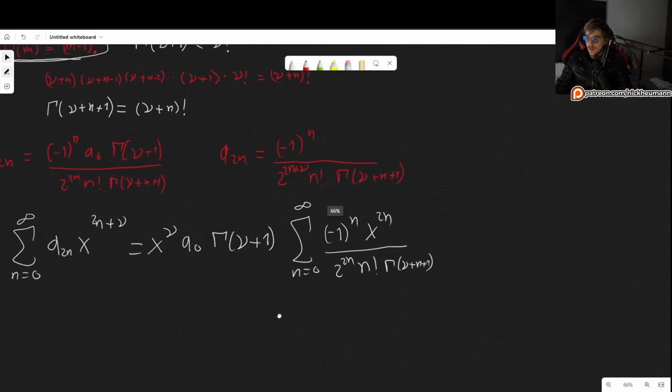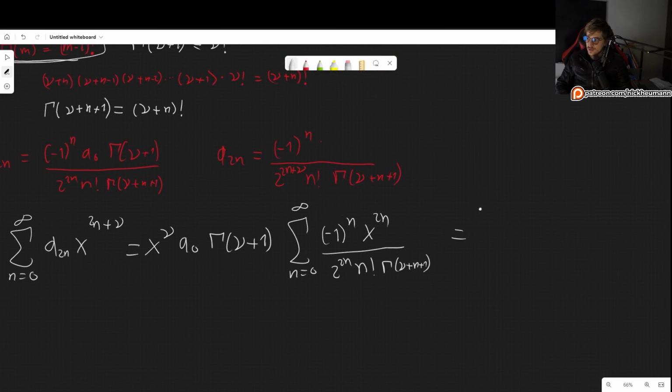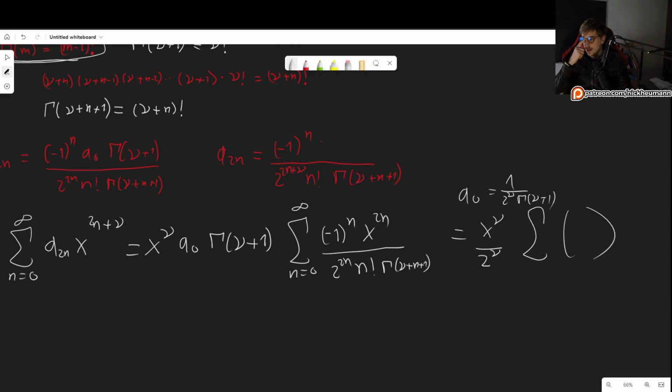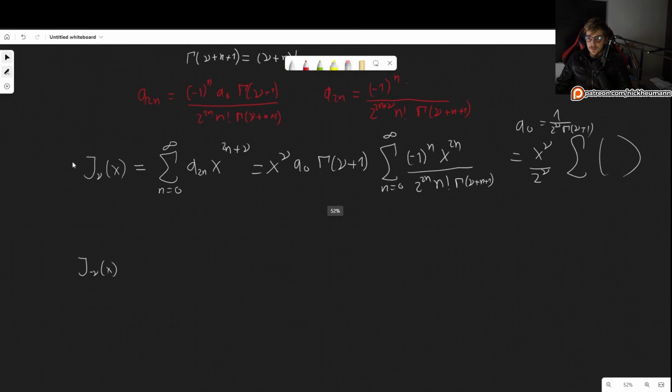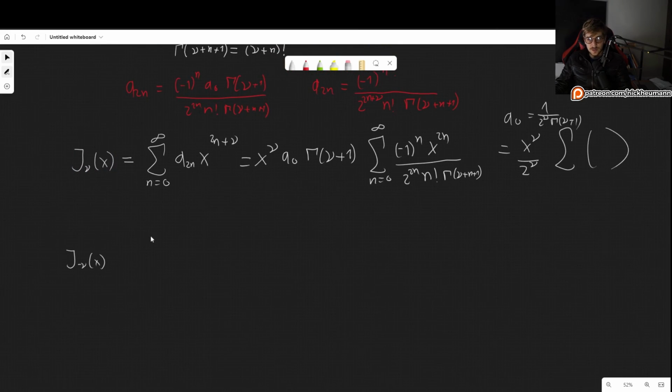And this is the same just in case you use a0 as 1 over 2 to the nu gamma of nu plus 1. This is the same, right? The only thing that changes is this: you get x to the nu divided by 2 to the nu, and that's it. Everything else is the same, so the sum of the exact same thing. So that is the result for the solution of the first kind. When there is plus nu, we call it first kind.